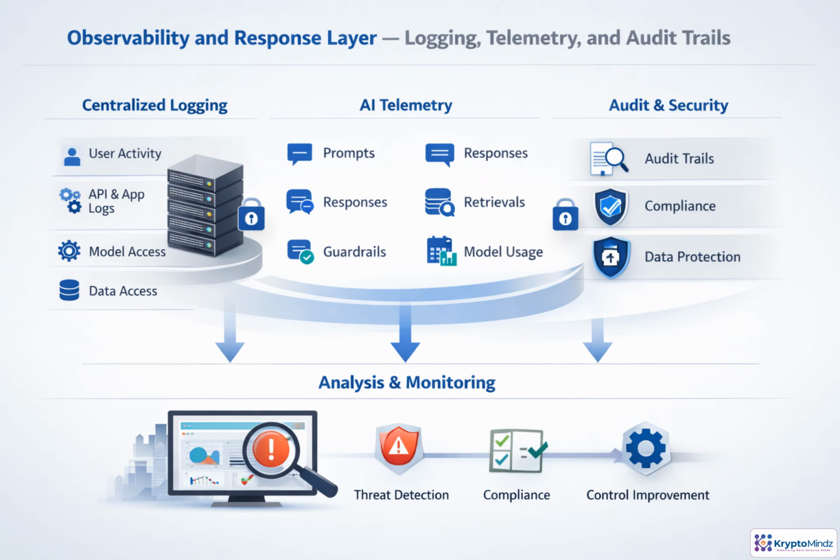Observability is the evidence layer for an AI system. Traditional logs show who accessed what, which APIs ran, and which data or models were touched. Telemetry adds the missing context: prompts, responses, retrievals, guardrail decisions, and model usage. When these events are centralized and correlated, teams can detect threats, investigate incidents, prove compliance, and improve controls. Because logs may contain sensitive content, they must be masked, encrypted, and tightly access controlled.